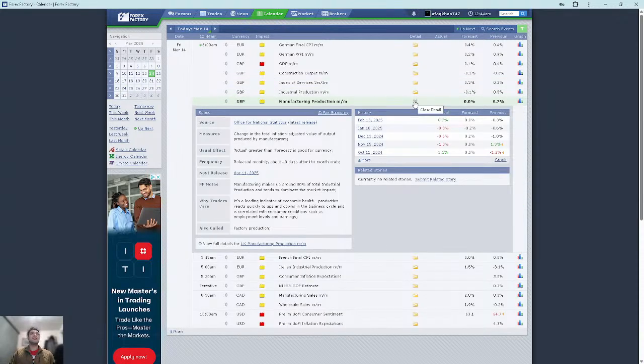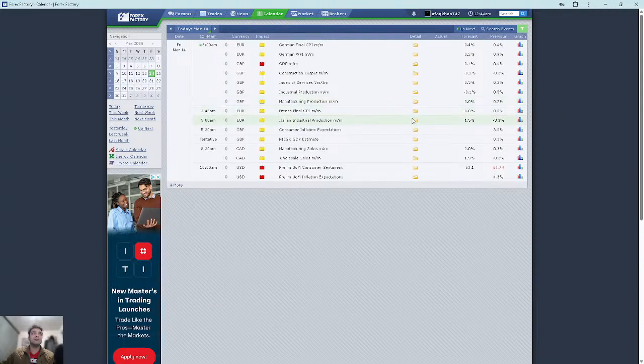And then we have manufacturing production, which is the change in the total inflation-adjusted value of the output produced by the manufacturers. So manufacturers make up around 80%, and industrial production makes up around 20%, and it is a leading indicator of economic health. Production reacts quickly to the ups and downs of the business cycle and correlates with consumer conditions. So it is the output produced by the manufacturers. Similarly, we have the Italian production as well.